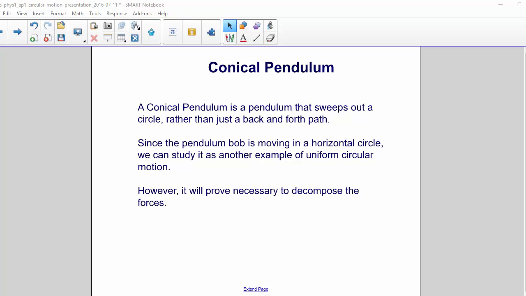Conical pendulum. A conical pendulum is a pendulum that sweeps out a circle rather than just back and forth. Since the pendulum bob is moving in a horizontal circle, we can study it as another example of uniform circular motion. However, it will prove necessary to decompose forces.